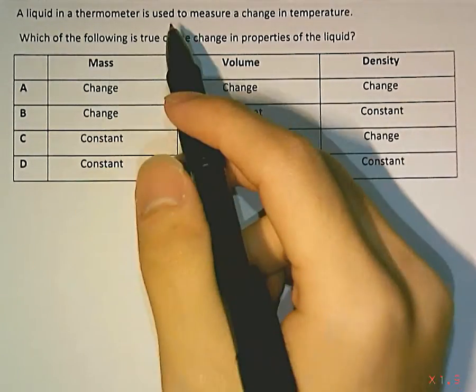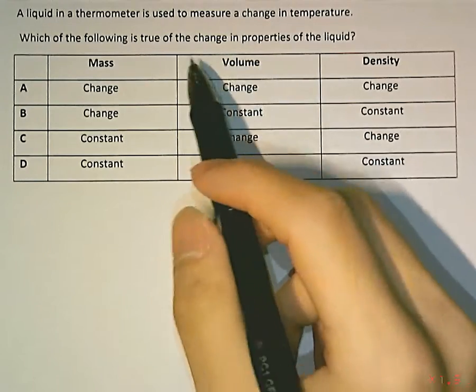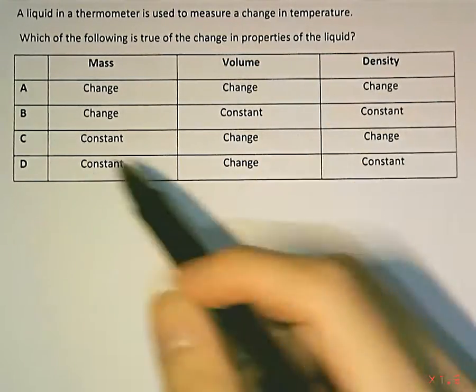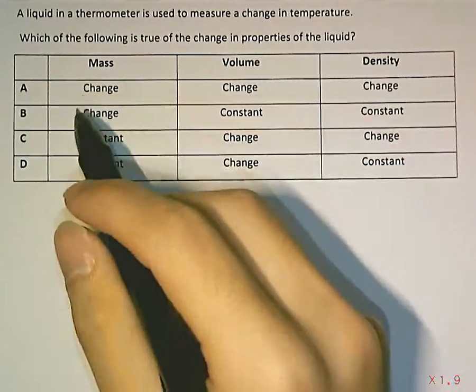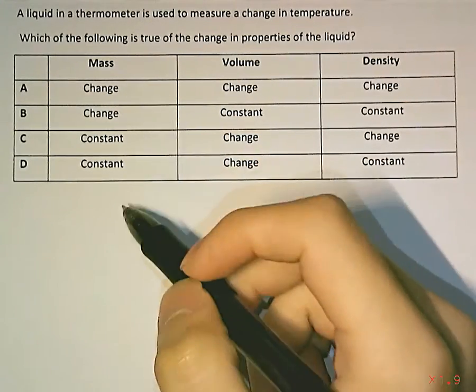So a liquid in a thermometer is used to measure a change in temperature. Which of the following is true of the change in the properties of the liquid, like when you're measuring the temperature? So we have its mass, volume, and its density, and what happens to it. Does the mass change or remain constant?